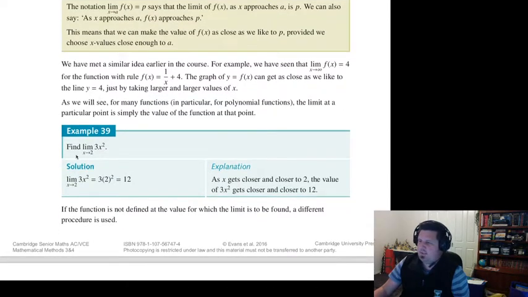You can be asked to actually calculate some of these limits. It says find the limit as x approaches 2 for 3x squared. In this particular case, it's a matter of substituting 2 in here. We get that it is equal to 12. Essentially that's saying as x gets closer to 2, the value of 3x squared gets closer and closer to 12.